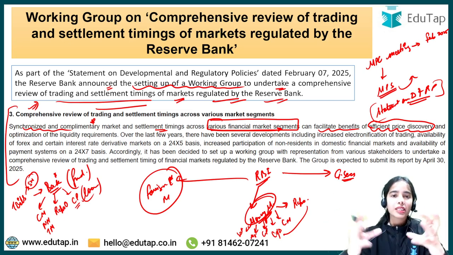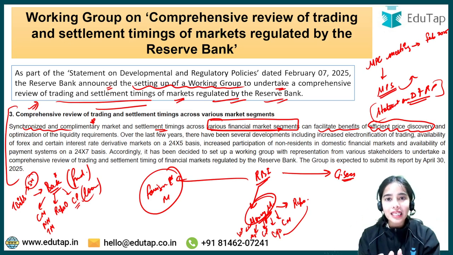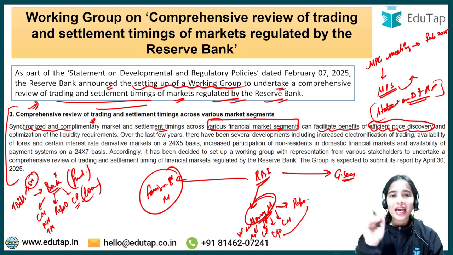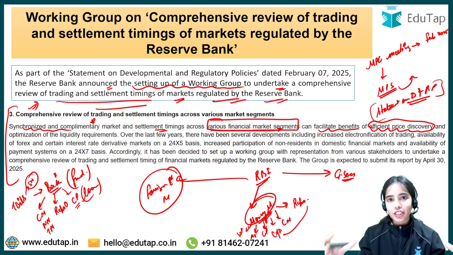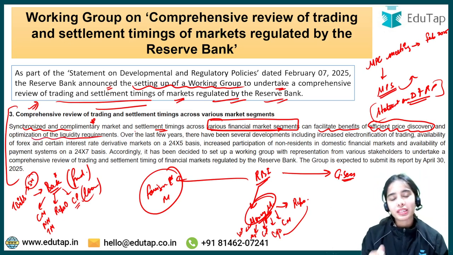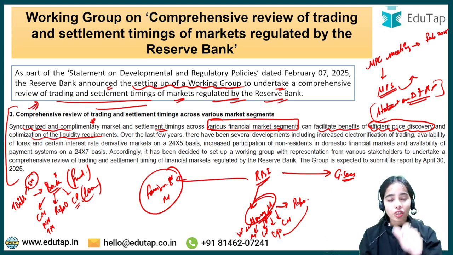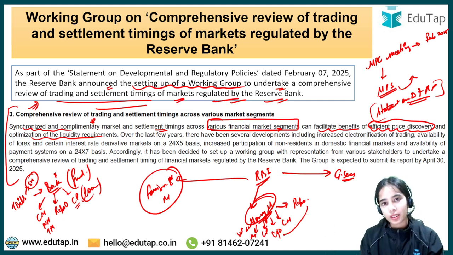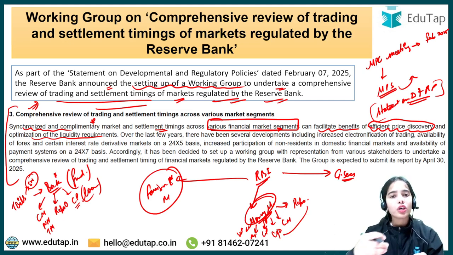When different markets are working all together, it will be recognized that this particular instrument is being sold at a higher rate as compared to the other instrument. So with the synchronization and the complementary market and settlement timings, there will be better, efficient price discovery, and optimization of the liquidity requirements can happen. The financial institutions will be able to recognize and analyze which instrument is best for them at this point of time for investment or for raising the funds.